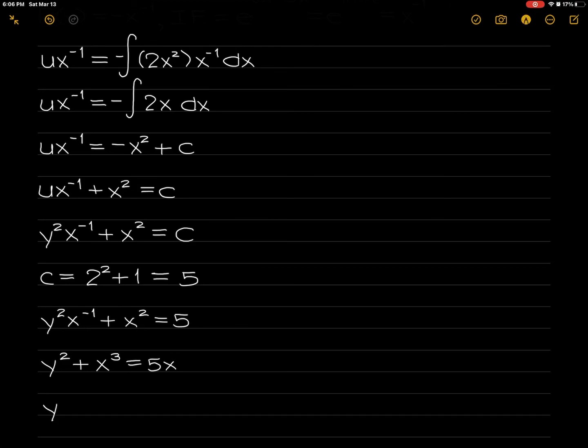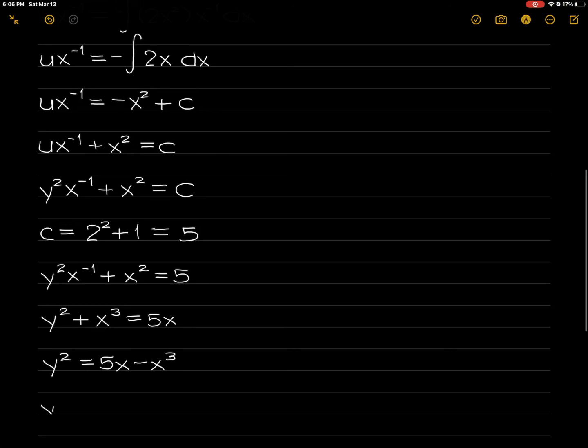We will isolate y squared on the left-hand side, which will give us y squared equals 5x minus x cubed. And now we will factor out x from the right-hand side, which will give us our final answer. Y squared equals x times the quantity 5 minus x cubed.